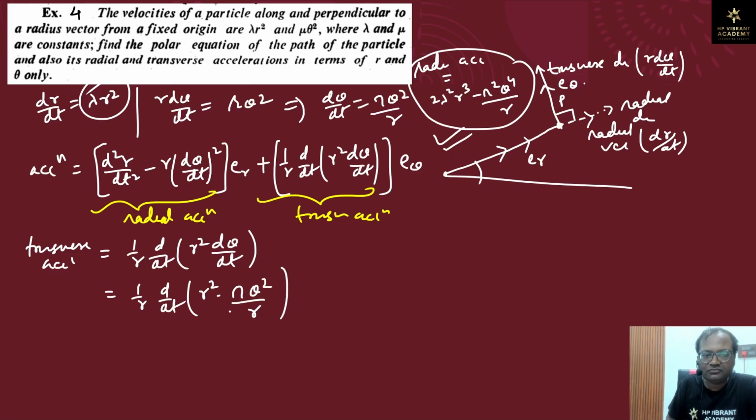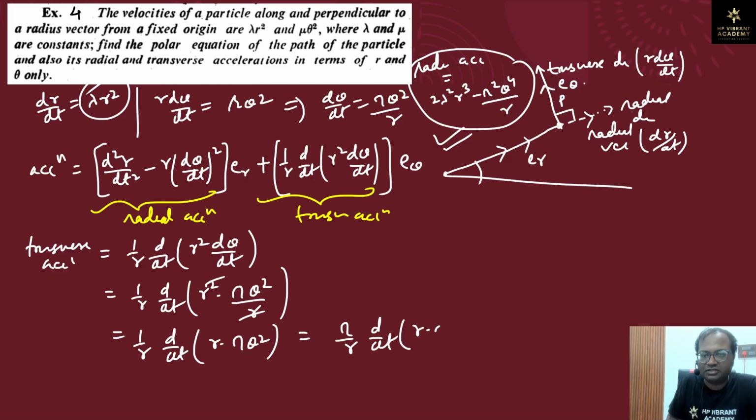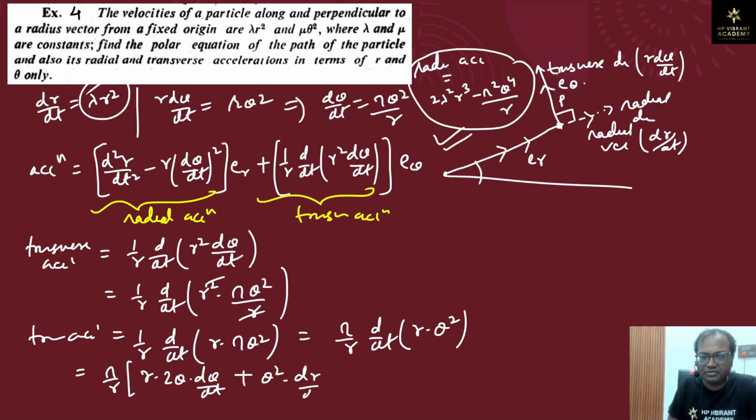Okay, so this is further simplified as 1/r d/dt of r into μθ². Okay, so this is equal to, we can take μ out, so μ/r d/dt of r into θ². Transverse acceleration is equal to μ/r into 2θ into dθ/dt plus θ² into dr/dt. Okay, so this we can further simplify.